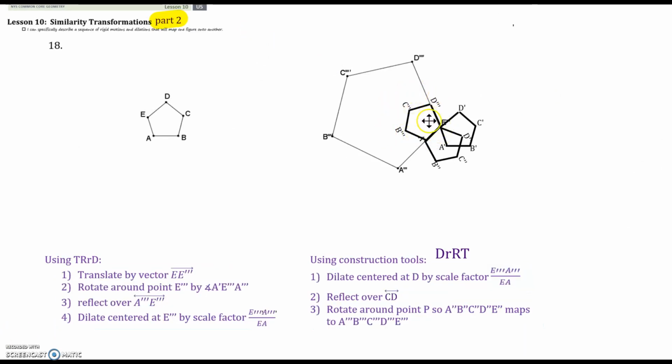I'd be left with this one inside here, and then I could just do the dilation last. So I'm going to dilate it centered at E triple prime, and then the scale factor is any side you want from the final image over any side you want from that matching side from the image, the pre-image. Okay.